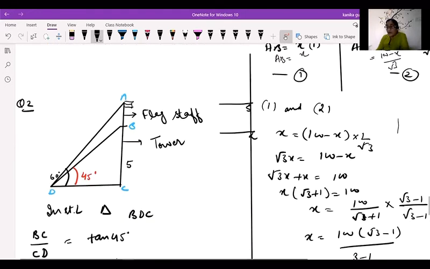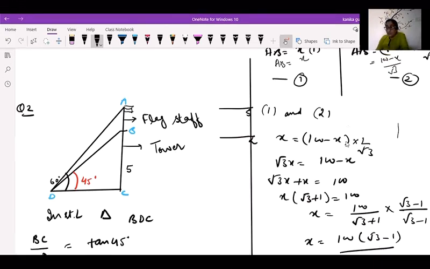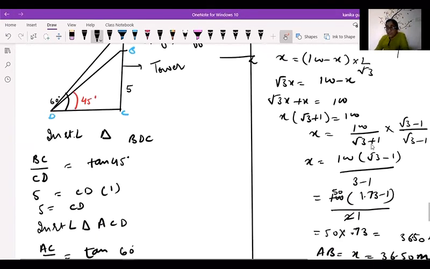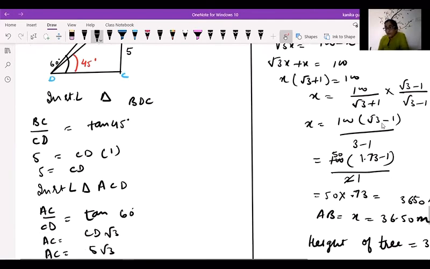Here the denominator is an irrational number. So multiplying numerator and denominator by under root 3 minus 1, we rationalize the denominator. So x is equal to 100 times under root 3 minus 1. Now the denominator, a plus b into a minus b, is equal to a square minus b square, under root 3 square, that is 3 minus 1 square, 1. So 3 minus 1 is equal to 2. So x is equal to 100 times under root 3, its value is 1.73, minus 1, over 2, so 50 times 0.73.